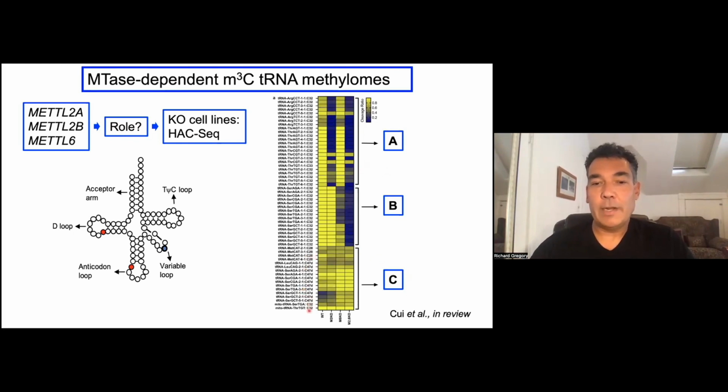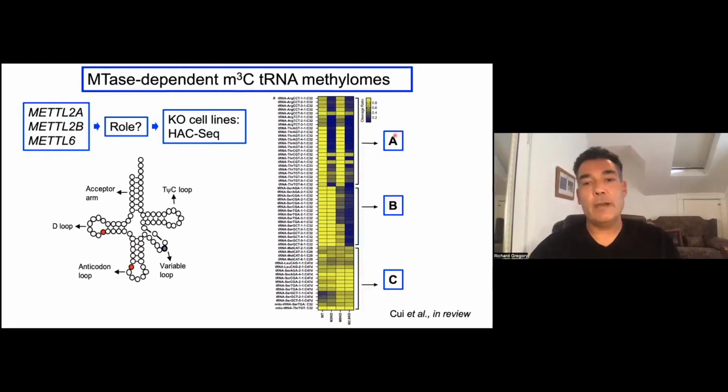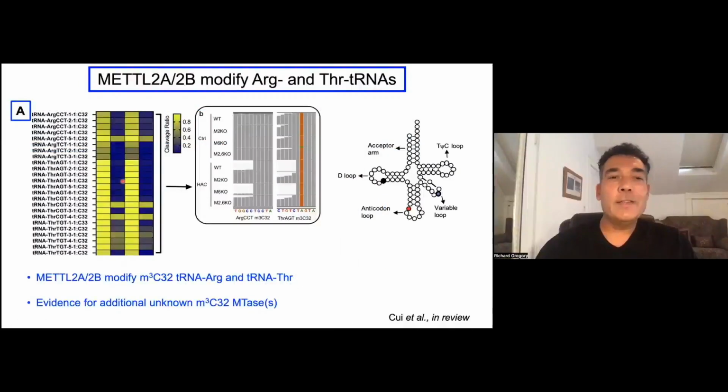That includes the mitochondrial tRNAs, as we would expect. The position C47D, again, is unaffected by METTL2A, 2B, or METTL6. Position C20 on methionine is also not modified by METTL2A, 2B, or 6. So let's zoom in now on these top groups, A and B. In a nutshell, what I'm showing here is this: METTL2A and 2B are responsible for arginine and threonine modification.